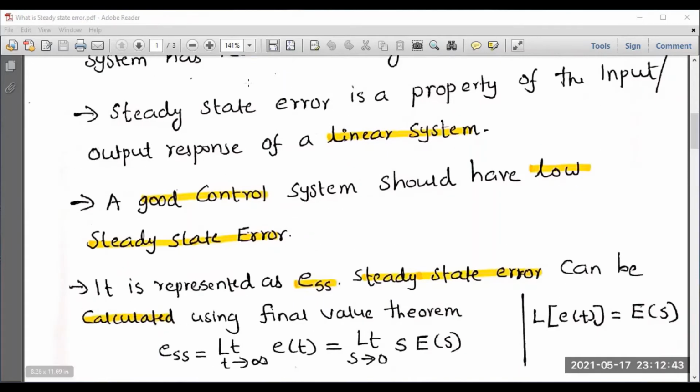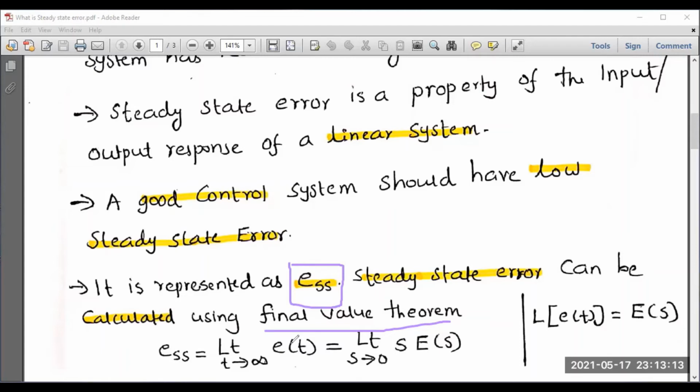How to calculate steady state error? Usually we represent steady state error by E_SS, where SS is the subscript. You can recall the principle of the final value theorem. With the help of the final value theorem, I can write E_SS equals limit t tends to infinity e(t). e(t) is nothing but the difference between the desired value and the actual value, when the time t tends to infinity.